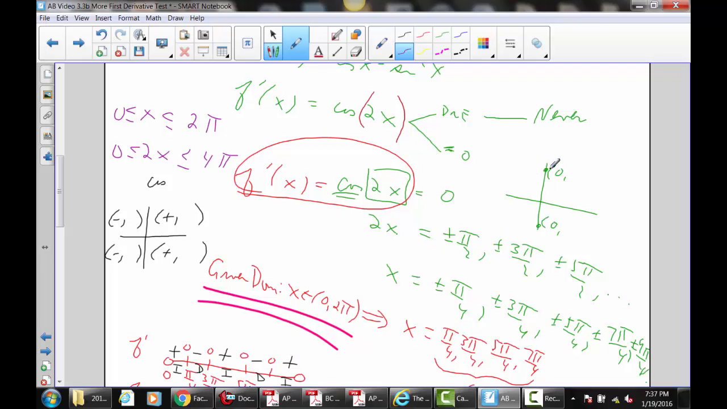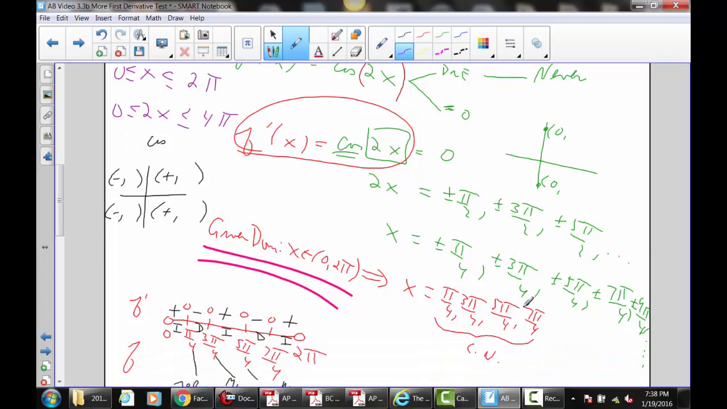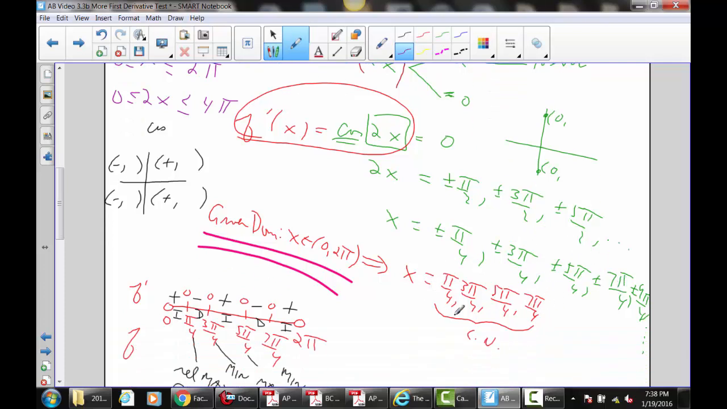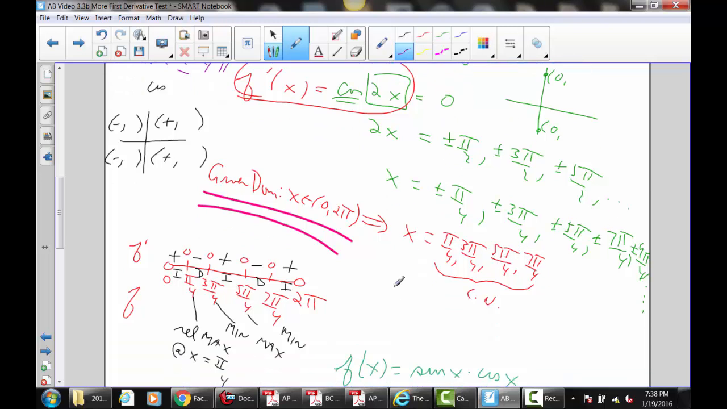So I have plus or minus pi over 2, 3 pi over 2, 5 pi over 2, etc. I'm only interested in the positive angles. When I divide by 2, I'll get pi over 4, 3 pi over 4, 5 pi over 4, etc. So I'm going to take the ones that are between 0 and 2 pi. That's pi over 4, 3 pi over 4, 5 pi over 4, and 7 pi over 4. So I don't have a number line this time. These are my critical numbers, by the way.